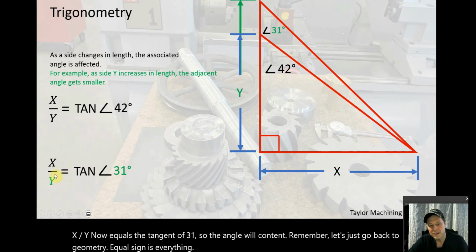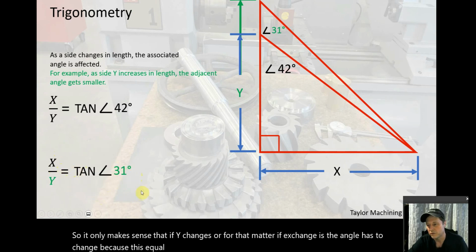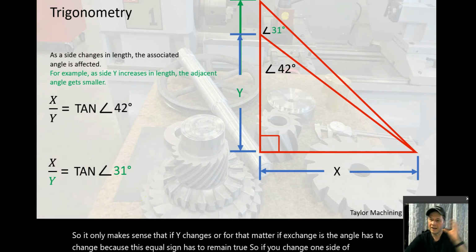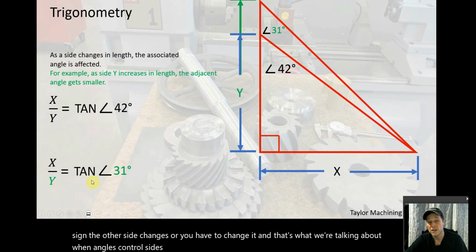So it only makes sense that if y changes, or for that matter, if x changes, the angle has to change because this equal sign has to remain true. So if you change one side of that equal sign, the other side changes, or you have to change it. And that's what we're talking about when angles control sides and sides control angles. We're saying that the tangent of 31 degrees is equal to x divided by y.